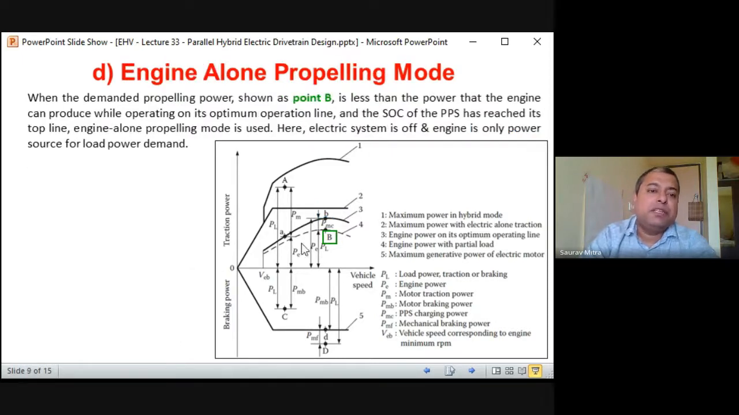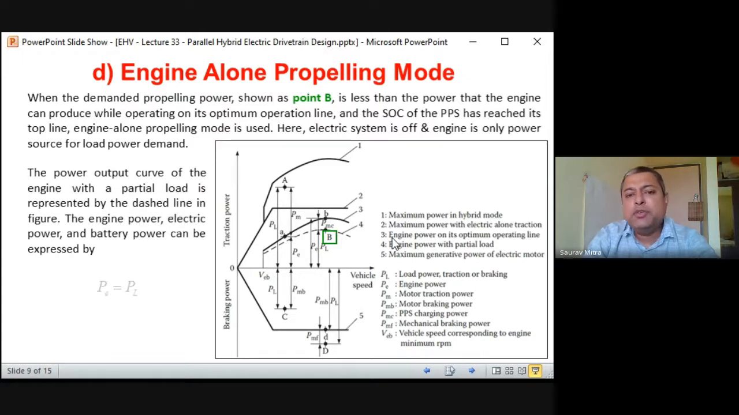Now whatever power the engine is producing, the whole power will go for driving the vehicle only, because earlier the engine power was doing two things: driving the vehicle and charging the PPS. In the third stage, you have charged the PPS to 100%. Now whatever engine power is produced will only drive the vehicle. So in this case, you are finding P is equal to PL and PM is equal to PPS is equal to 0.